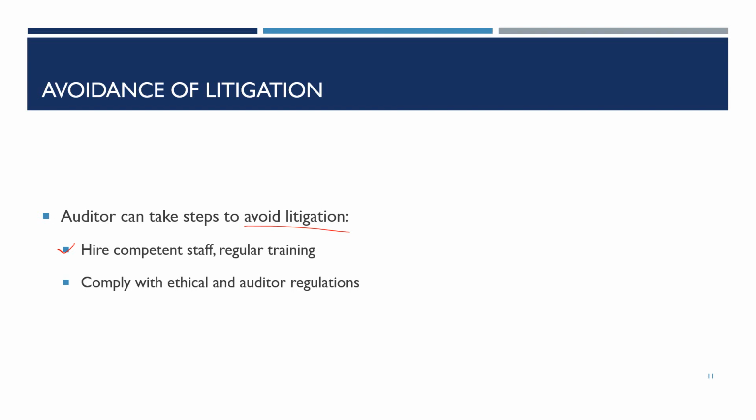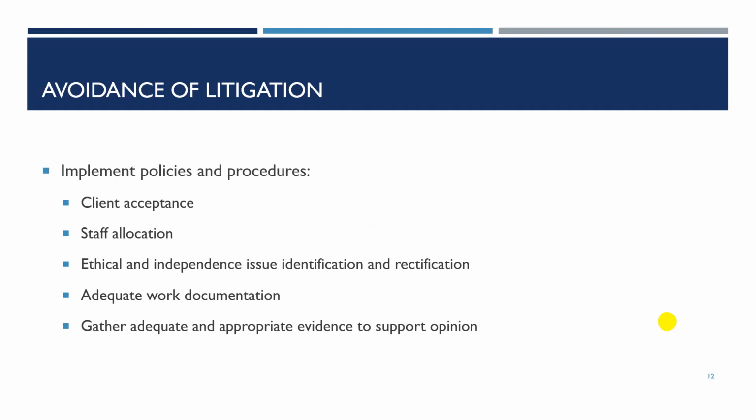The auditor needs to comply with ethical and auditor regulations. They also need to ensure that they implement policies and procedures relating to client acceptance, staff allocation, ethical and independence issue identification and rectification, adequate work documentation, and that they gather adequate and appropriate evidence to support their opinion.